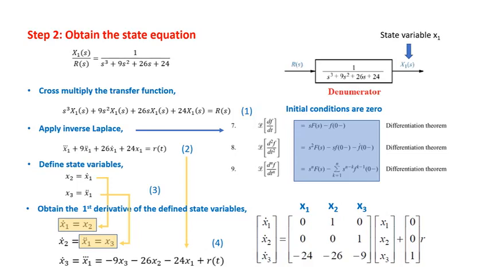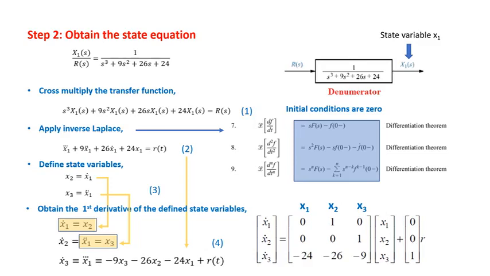Next is to define the state variables. From the transfer function, we know that we need 3 state variables because the system is a third-order system. The first state variable x1 is already defined in step 1 in between the denominator and numerator blocks. Thus, we only need to define two more state variables, x2 and x3. x2 is defined as the first derivative of x1, x1 dot, and x3 is defined as the second derivative of x1, which is x1 double dot.